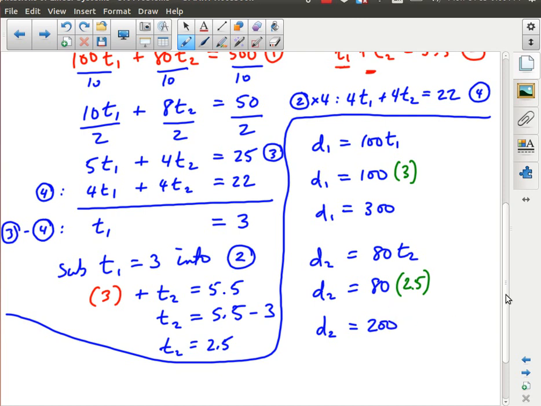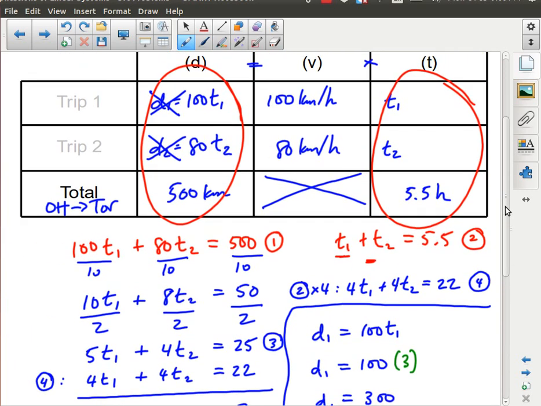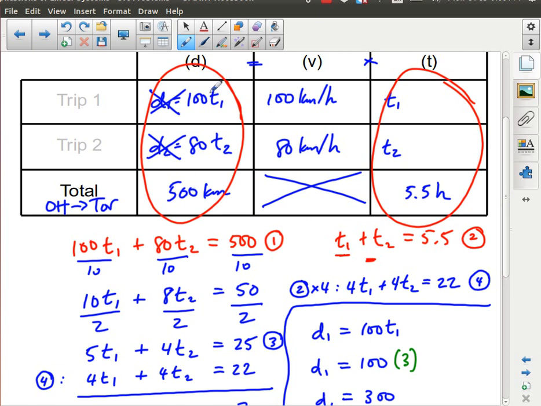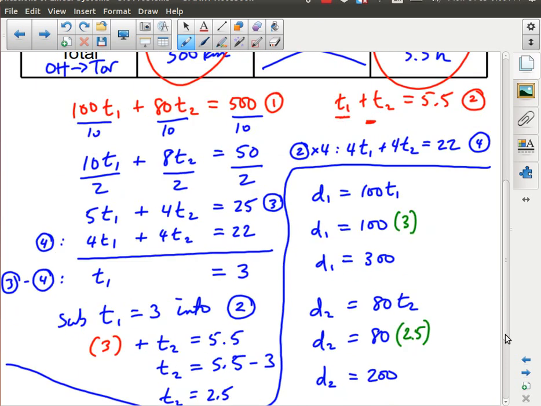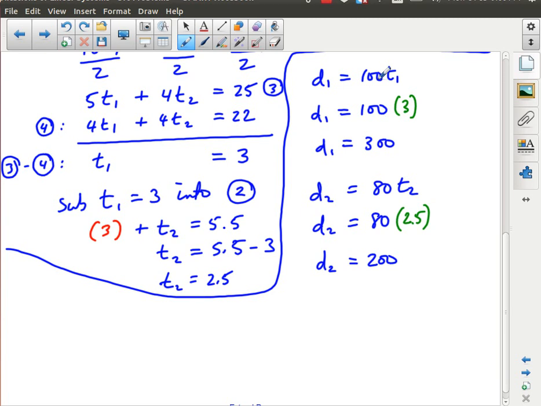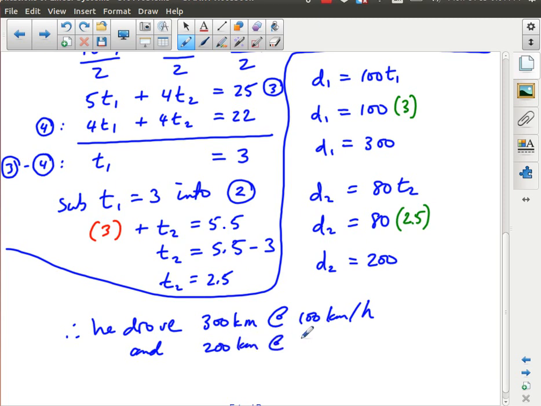I could have come up with that another way. If we went back here and took a look, we knew the total was 500. So once we knew 300 for the first one, we knew the other one had to be 200. And so how far did he drive at each speed? Therefore, looks like he drove 300 at 100 kilometers per hour and 200 kilometers at 80. Therefore, he drove, and you finish with a concluding statement, 300 kilometers at 100 kilometers per hour and 200 kilometers at 80 kilometers per hour.